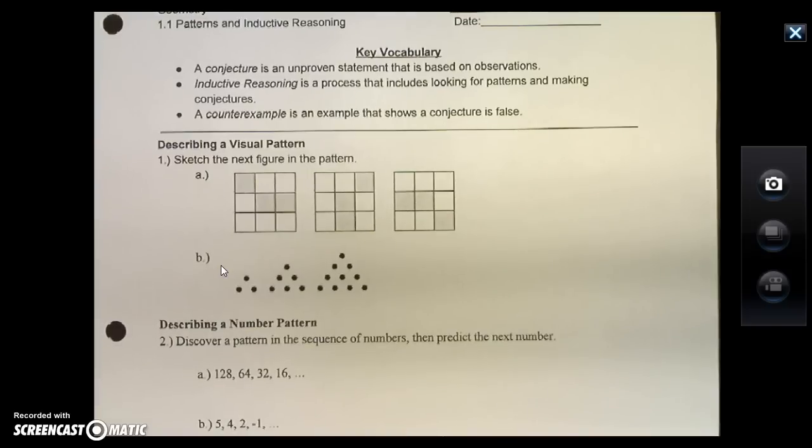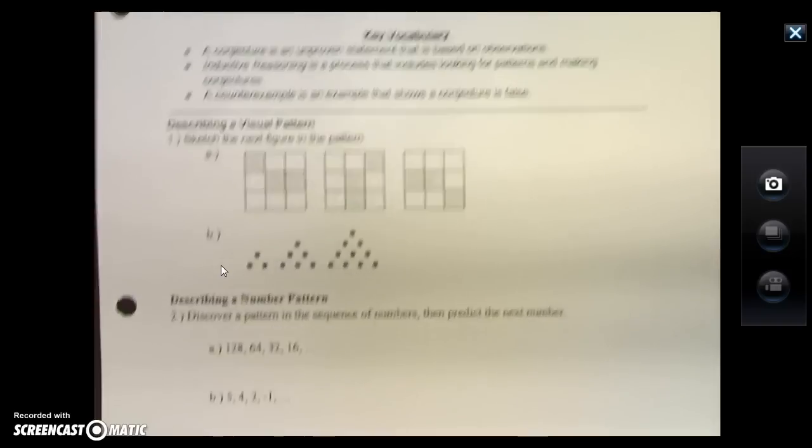And lastly, a counterexample is an example that shows a conjecture is false. With a counterexample, a lot of times I relate that to lawyers and logic. If you want to prove someone false, you find an example or some way to prove that their ideas are incorrect. We're going to be doing that later on.